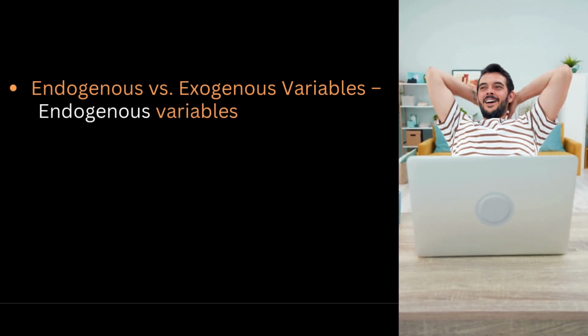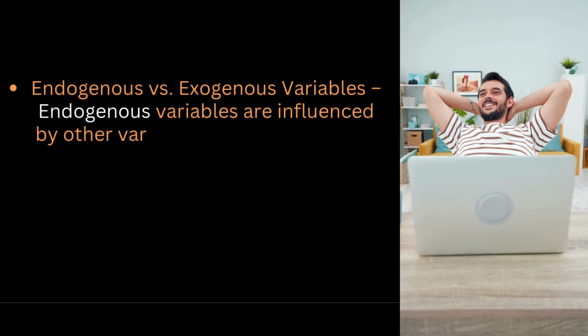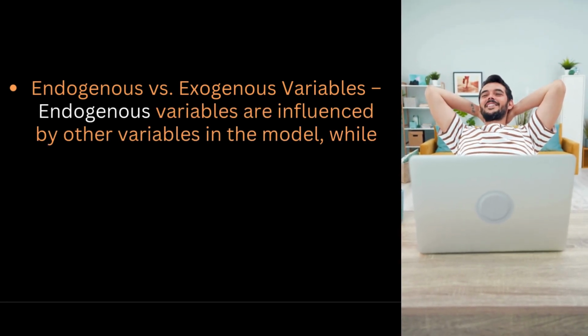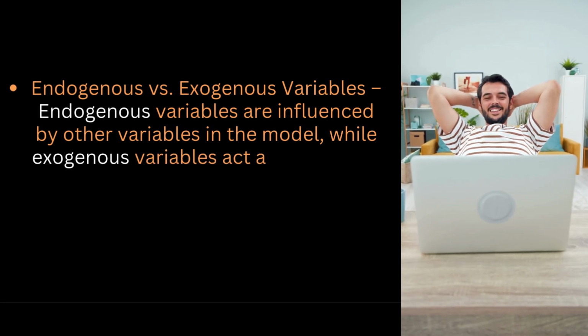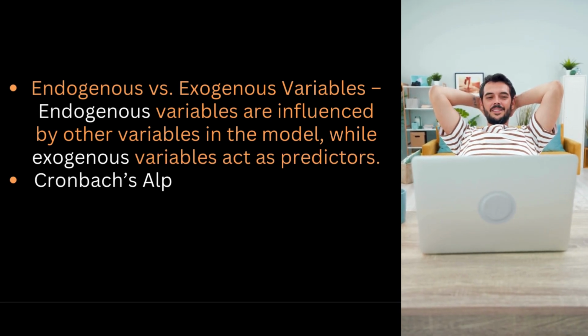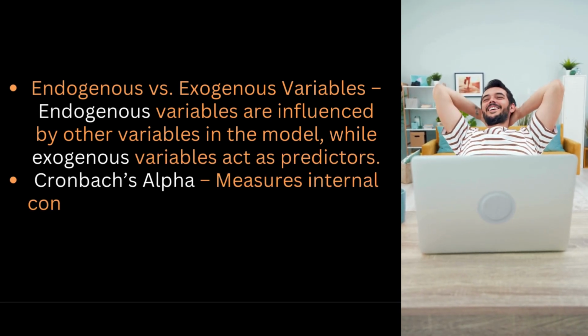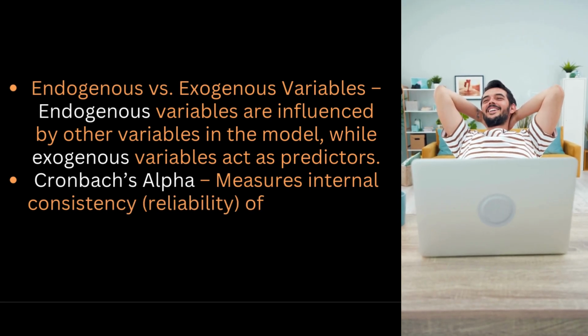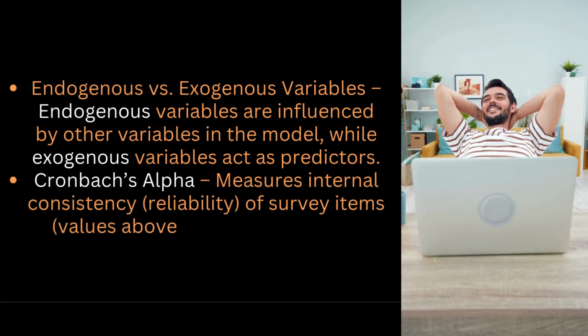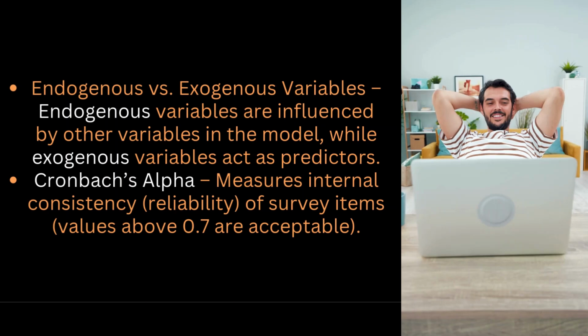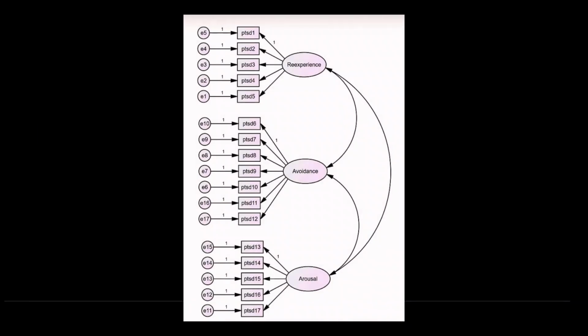Then we have endogenous variables, which are influenced by other variables in the model, while exogenous variables like the independent variables act as predictors. We have the Cronbach's alpha, which measures internal consistency or reliability of survey items. Values above 0.7 are acceptable.